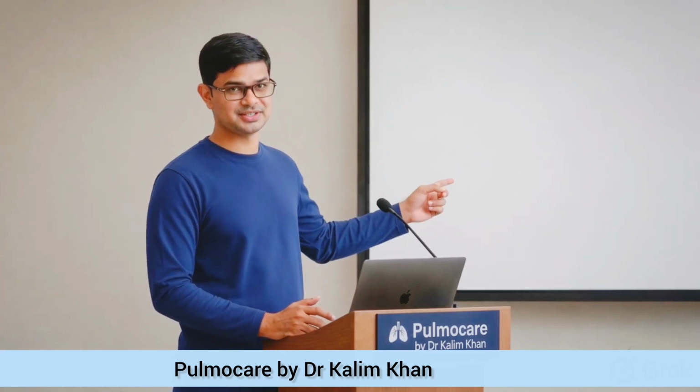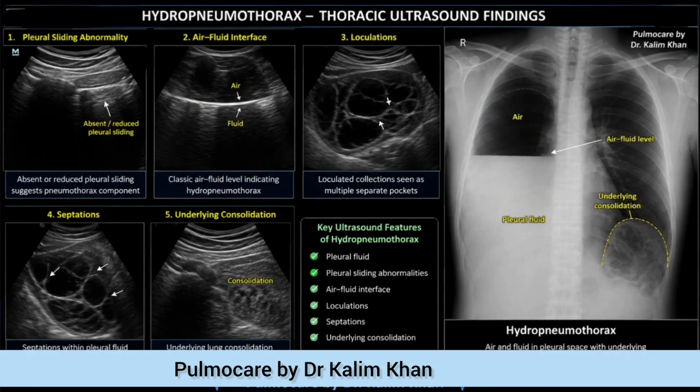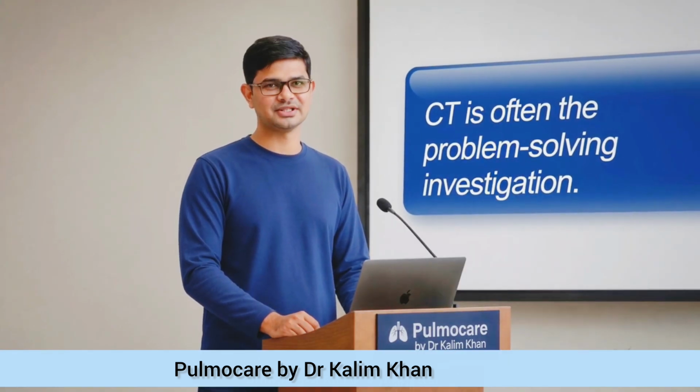Today, we'll explore thoracic ultrasound, focusing on pleural pathologies. We look for pleural fluid appearing as dark anechoic spaces. Next, check for pleural sliding abnormalities, a shimmering line. Identify the air-fluid interface, loculations, and septations. Finally, note underlying consolidation. CT is often the problem-solving investigation.